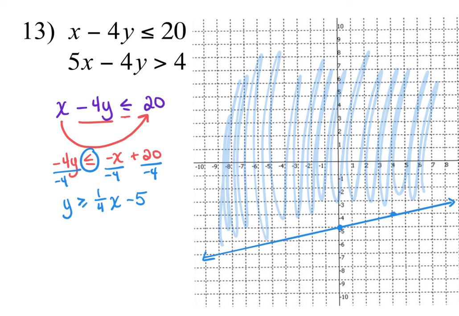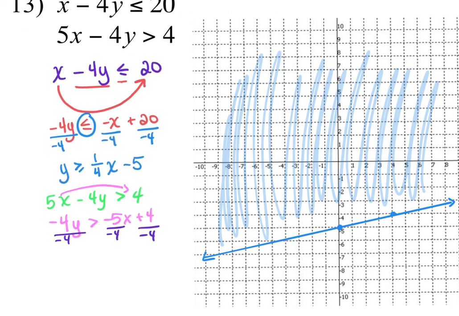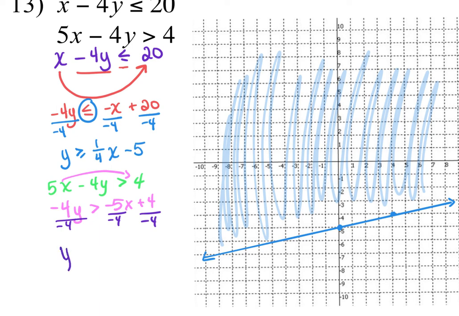5x minus 4y. So I'm going to do the same thing I did with the first one. I'm going to take it and put it in slope intercept form. Move your 5x over. And then divide everything by negative 4. All right. So we have y, again, we divided by a negative, less than. Negative 5 and negative 4, you can't reduce, but you can make them positive. And then 4 divided by negative 4 is negative 1.